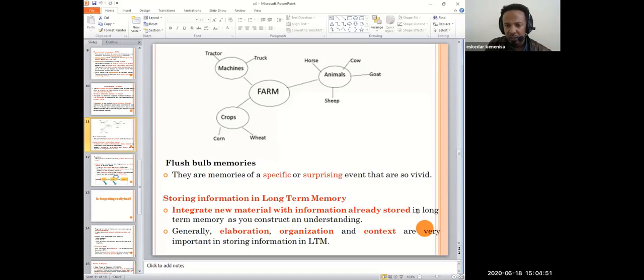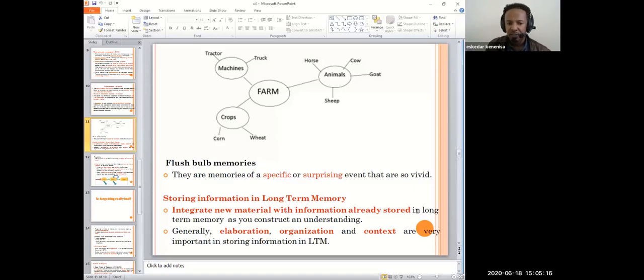This is one way of transferring things to the long-term memory. What we know before and what we're reading now, we integrate it so that we will store it in our long-term memory.